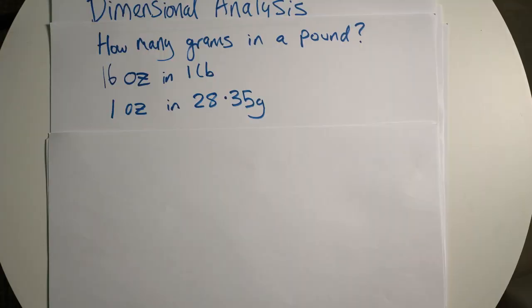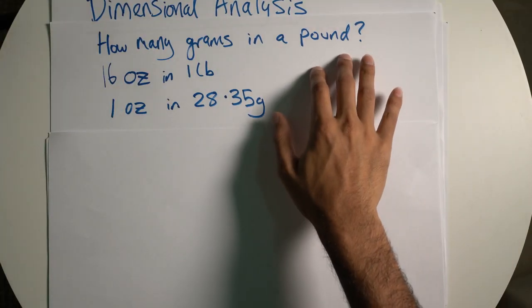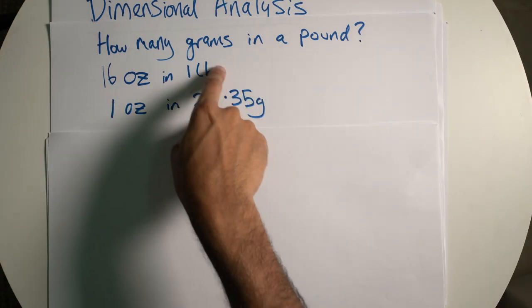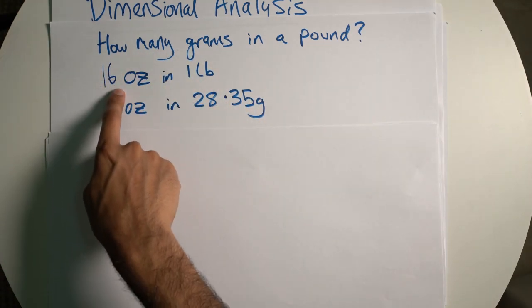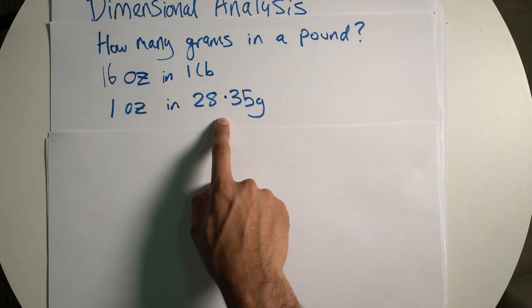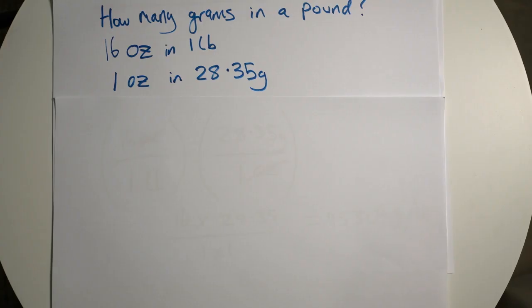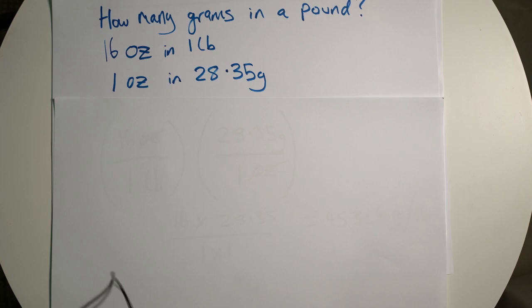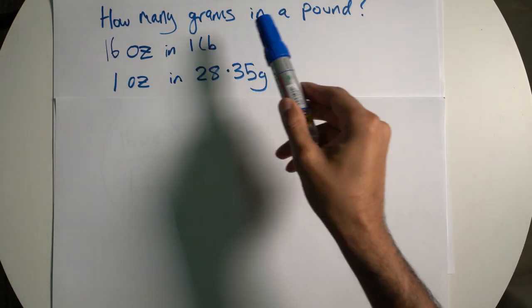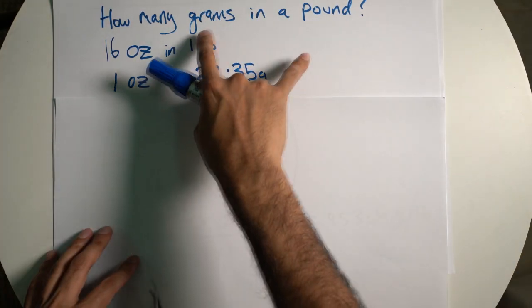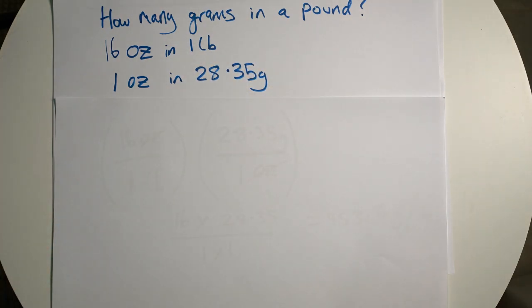1 pound. So the idea here is we take pounds, convert it into ounces, because we've got this information, and then from the ounces we can convert it into the grams. And remember one more thing, our units need to be in grams per pound, because it's grams in a pound. Okay, so let's get started.